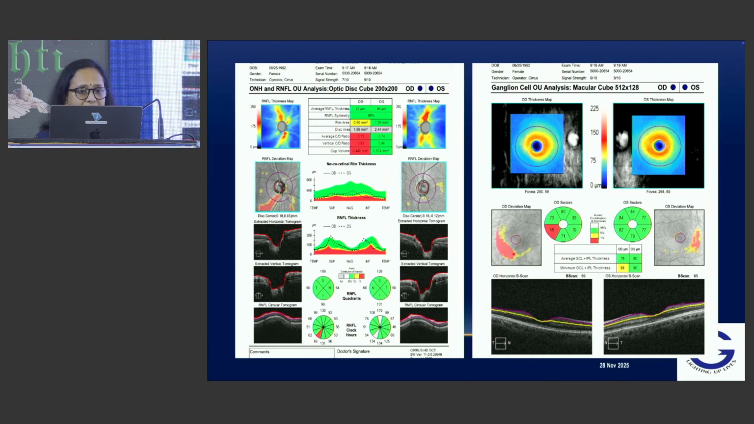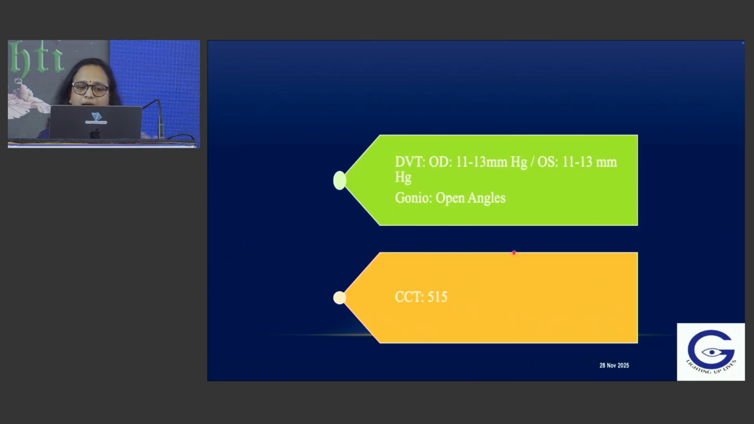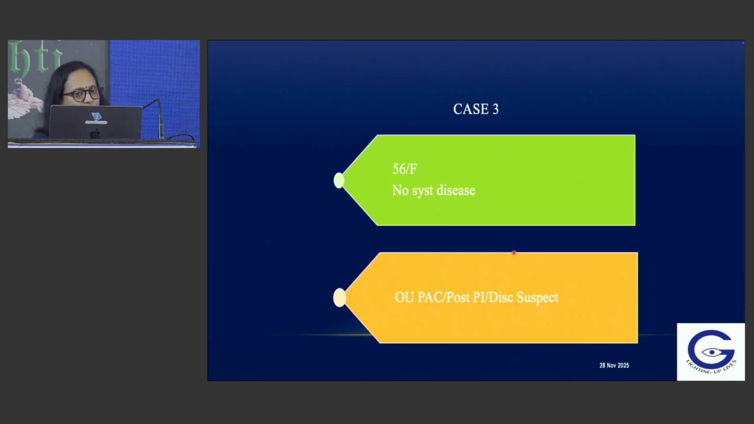So in this case, you have a structural damage which is not picked up by the functional changes, that is, perimetry is relatively normal. So again, in this case you may need a frequent follow-up if the intraocular pressure is normal. Otherwise, you may need to start treatment because it can be a preperimetric glaucoma.